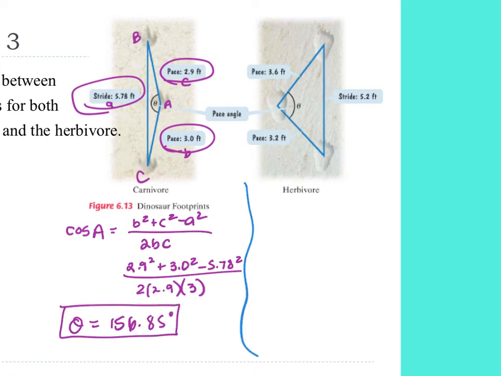And then I do the same thing for the other. It's the cosine of theta, the 2 adjacent ones. So 3.6 squared plus 3.2 squared minus the opposite one, 5.2 squared over 2 times 3.6 times 3.2. Second cosine, open the parentheses, 3.6 squared plus 3.2 squared minus 5.2 squared divided by 2 times 3.6 times 3.2. 99.59.